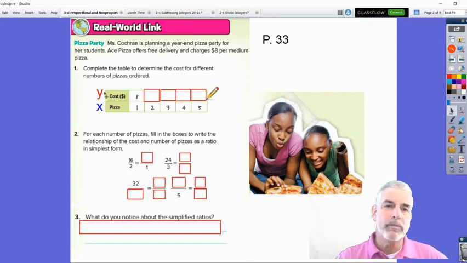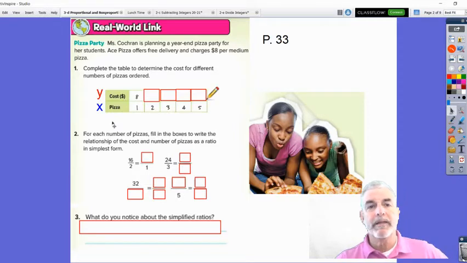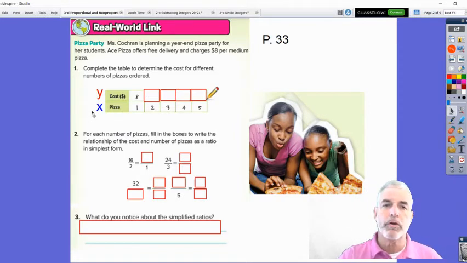Now, we need to start getting into the habit, because you're going to do it for the rest of your math career, that when we have two things like this that are related, we are going to use variables to represent these two things. And typically, the most common variables to use are X and Y, letters to represent these changing numbers. So X will represent the number of pizzas in this table, and Y is the cost. Just think about these as the X and the Y.